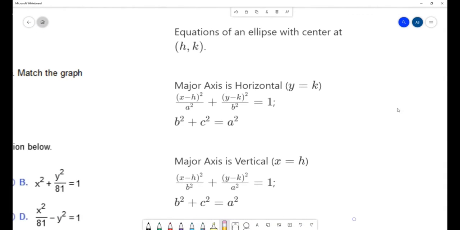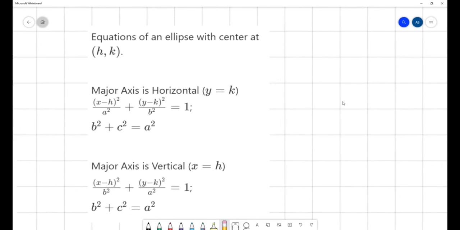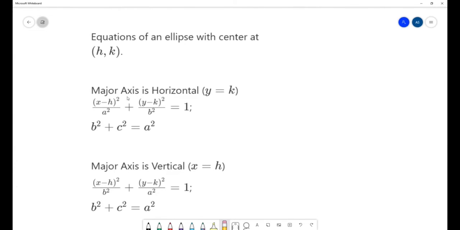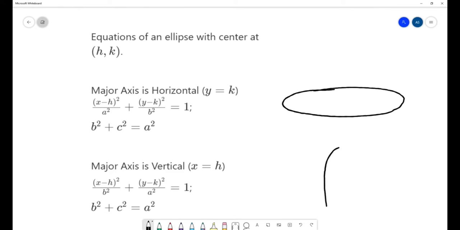And these are the equations of some ellipses. I've got them oriented in two different ways, a horizontal orientation and a vertical orientation. So this first equation has a horizontal orientation and this second one has a vertical orientation. So let's compare the two equations just so we can see what is similar and what is different. I'm going to highlight what is the same in yellow.